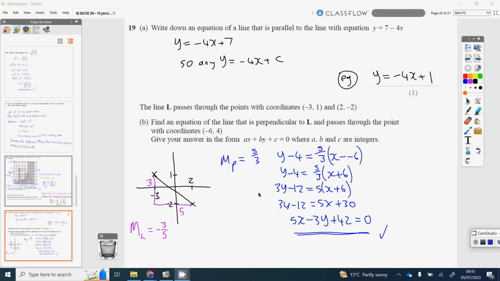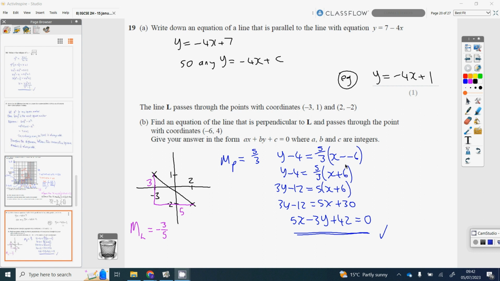Now, I think to work out an equation of a line where you've just been given some random point, it's very useful to use the formula y minus y1 equals m(x minus x1), where (x1, y1) is any point on the line. Now, we've been given the point (-6, 4). So y minus y1, so that's y minus 4, equals m, my gradient, 5 over 3, times x minus x1, with my x1 as minus 6. So I'm minusing minus 6.